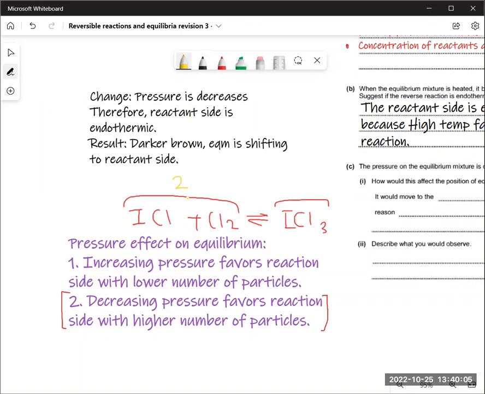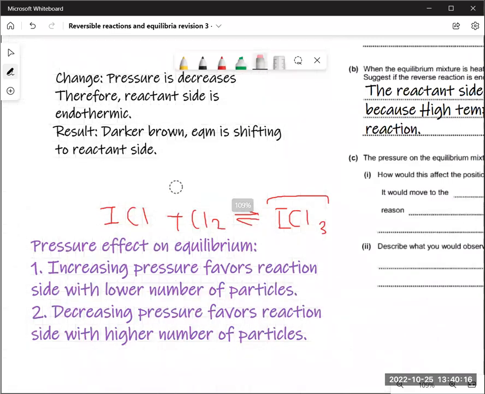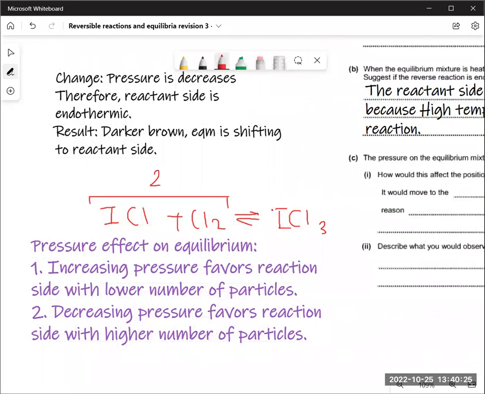Anas, I will only teach you things once. After that, I will not teach it again if you don't have the notes. So if you have not written this, write it right now. Pressure effect on equilibrium. Now, this is 2 particles. Before you write it, let's first solve the question. How many particles do you think are on the product side?